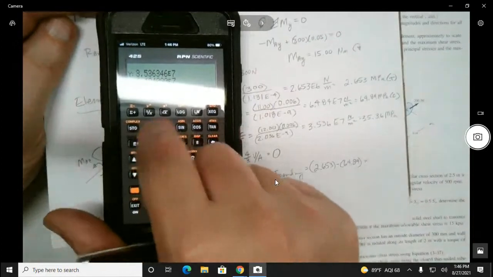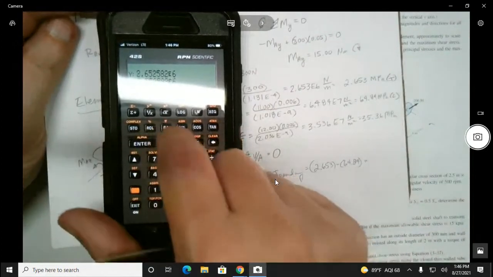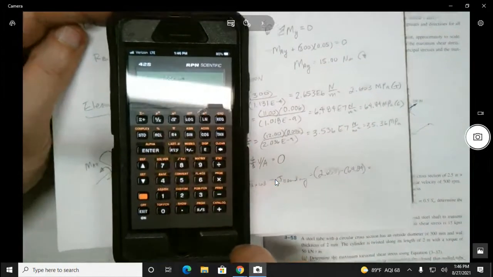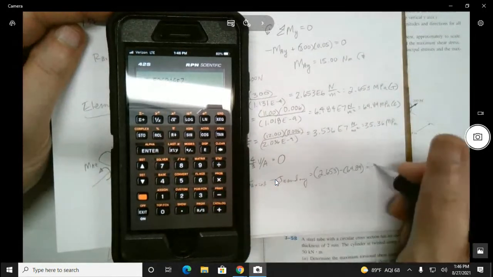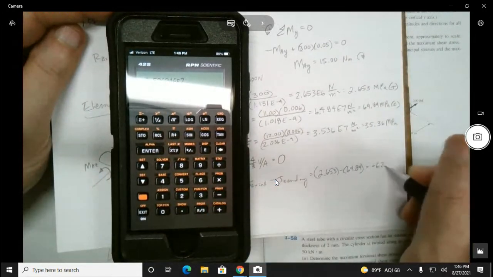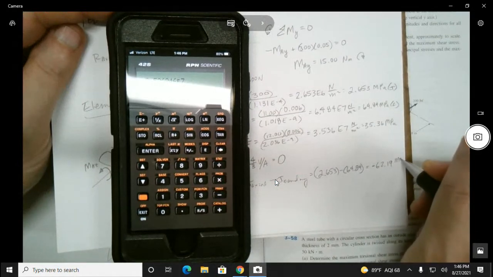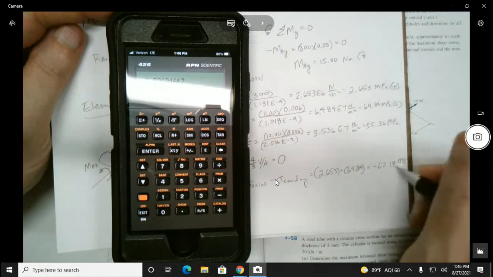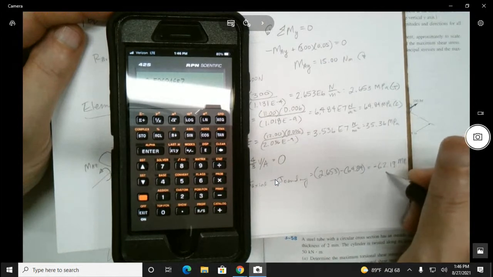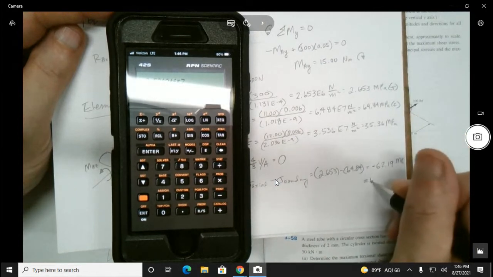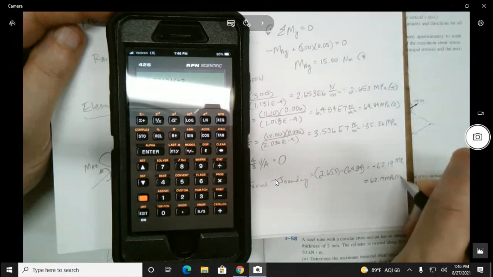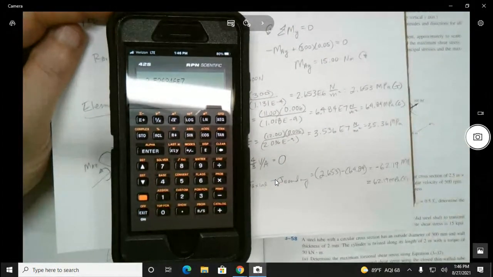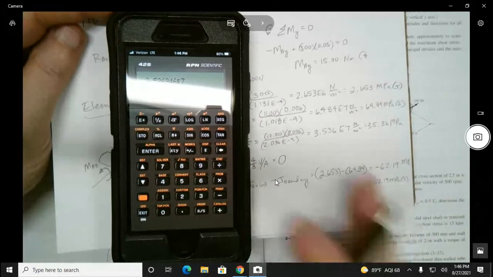So actually, do I have this in the stack still? There you go. They're in the stack. So I just hit, lazy man just hit minus. And it's going to be a negative 62.19 megapascal. And I don't want to write compression if I put a negative. I want to rewrite the thing as 62.19 megapascals and then say compression. Because you get double negative, right?